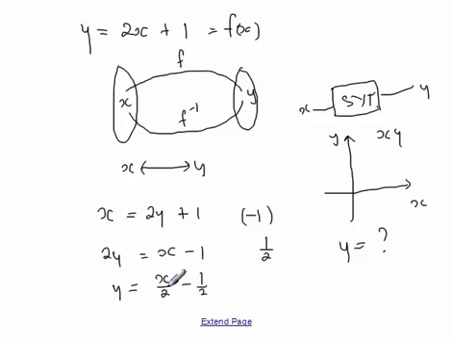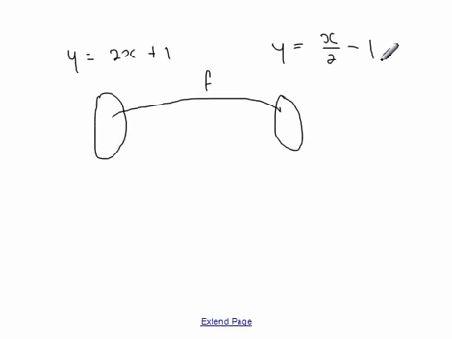Okay. Now, what are we sitting with now? We're sitting with y equals 2x plus 1, and y equals x over 2 minus a half. And then, if we now say this is f, this is f. Oh, sorry.